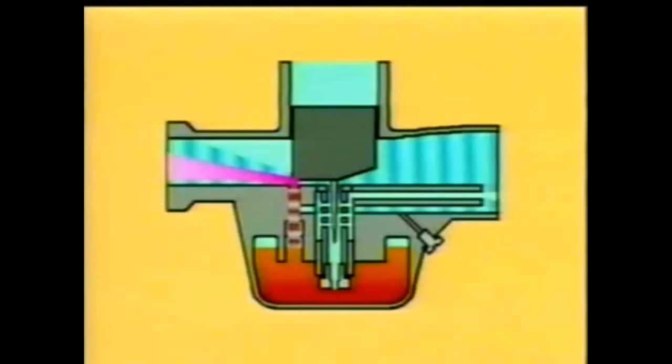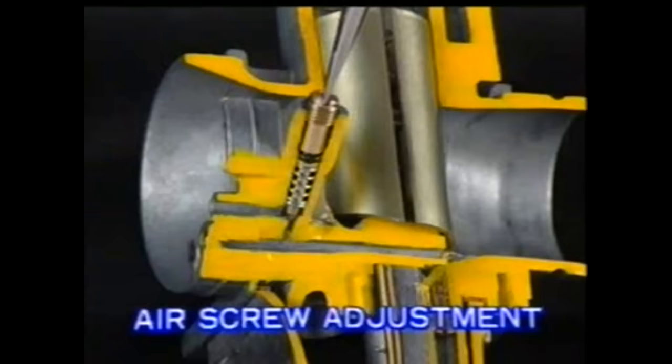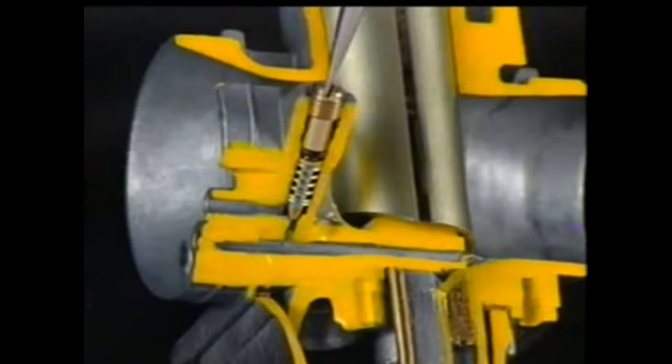When the engine is idling, the amount of air determined by the air screw is mixed with the volume of fuel measured by the pilot jet and passes through the pilot outlet. At this point, the mixture is turned into a spray by the air coming under the throttle valve. Because of this, turning the air screw changes the amount of air taken into the pilot system, and this changes the fuel-air ratio, which in turn changes the idling speed.